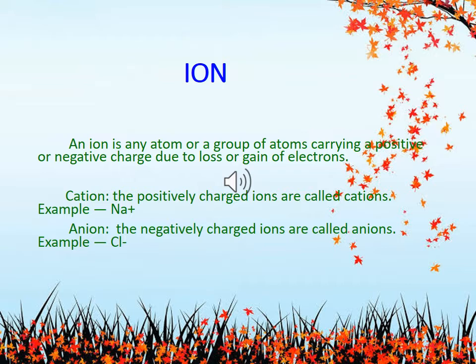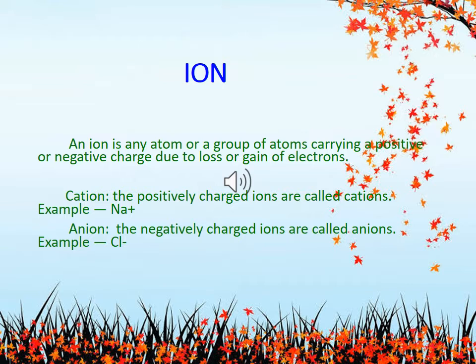In this slide, we will learn about ions. So what is an ion? An ion is any atom or a group of atoms carrying a positive or negative charge due to loss or gain of electrons. So an ion can be an atom or a group of atoms which is carrying a charge due to the loss or gain of electrons during any chemical reactions.